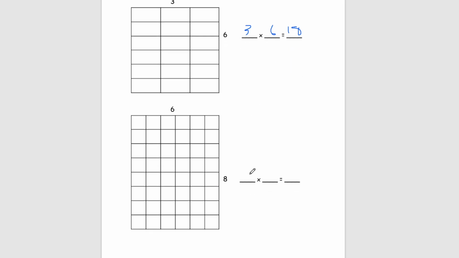And for this last one, we're just doing the same thing again. We just put a 6 right here, and an 8 right here. And we just count by rows of 8. So 8, 16, 24, 32, 40, and 48.